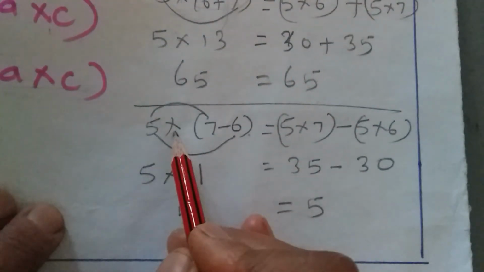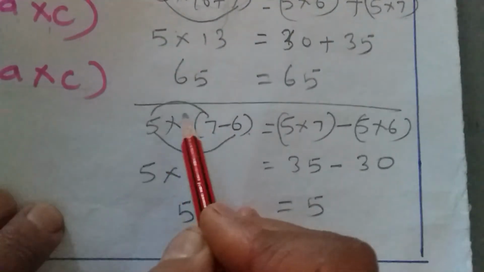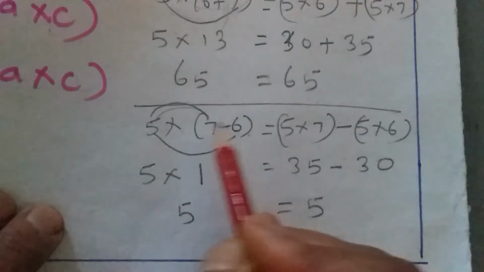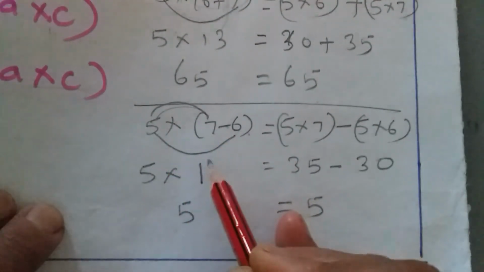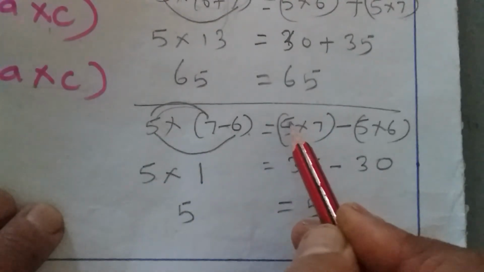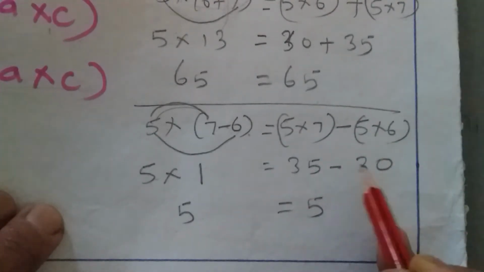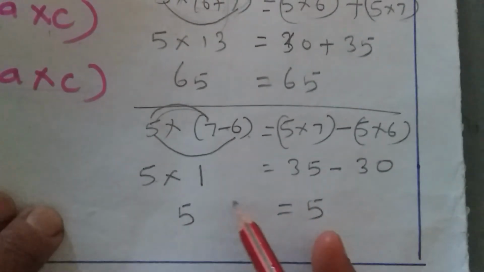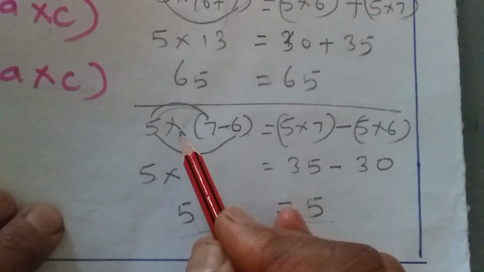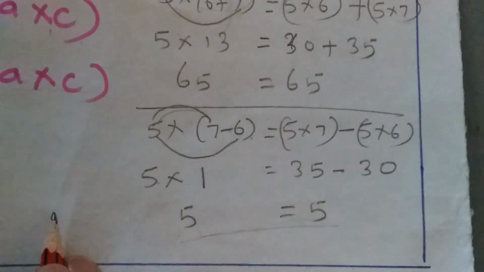Next, we'll see multiplication over subtraction. It is 5 into 7 minus 6 is equal to 5 into 7 minus 5 into 6. So, it becomes 5 into 7 minus 6, which is 1. And when you multiply them, 5 ones are 5. Here, multiply within the brackets first. 5 7s are 35. Minus as it is, 5 6s are 30. And 35 minus 30 is 5. See, all the answers are the same. Left hand side equal to right hand side. Therefore, the distributive property of multiplication over subtraction is true.